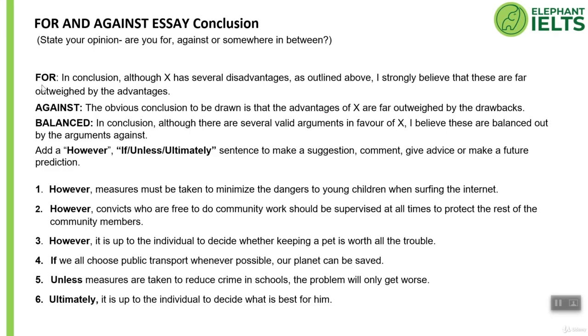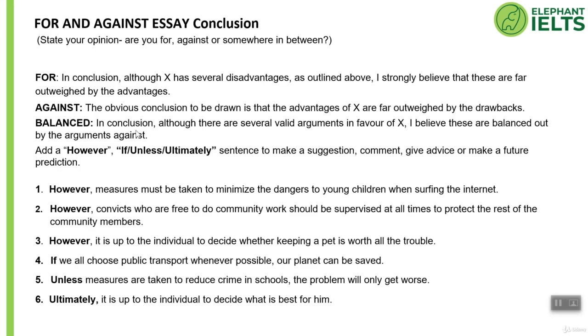If you are for, you could say, in conclusion, although X, whatever your topic is, for example, cities have several disadvantages, as outlined above, I strongly believe that these are far outweighed by the advantages. If you are against, you could use the same structure or this one. The obvious conclusion to be drawn is that the advantages of X are far outweighed by the drawbacks.